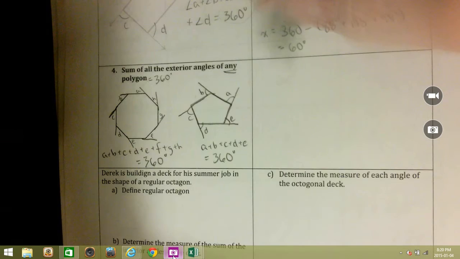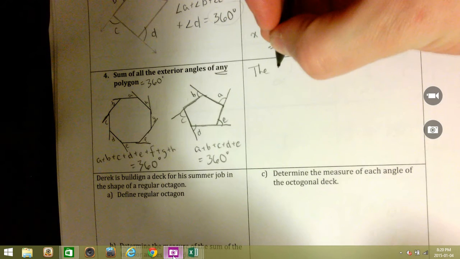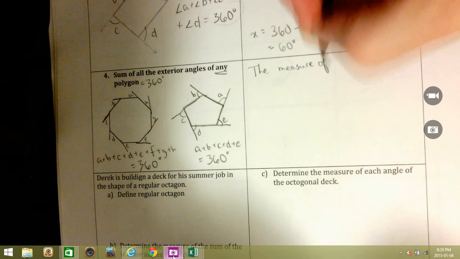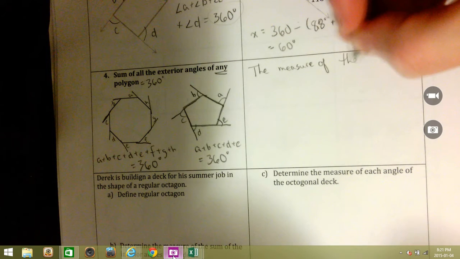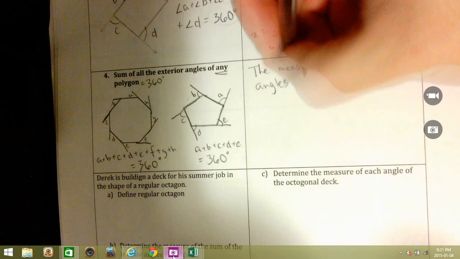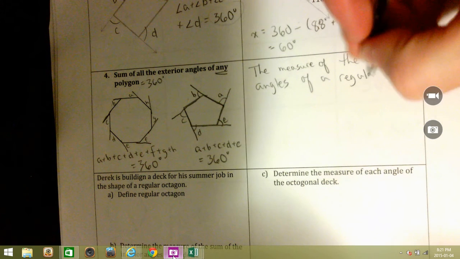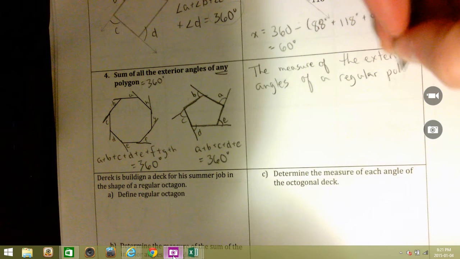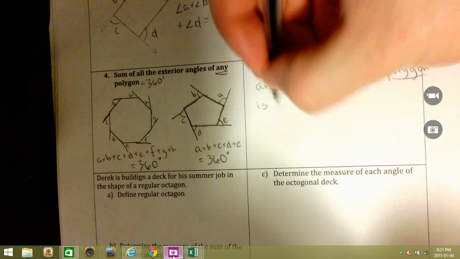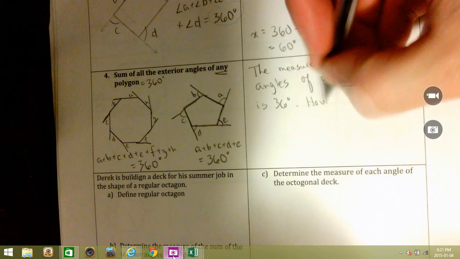Now, in here we have a blank space. This didn't print out, so what we've got here is: the measure of the exterior angles of a regular polygon, and I'll define that in a minute for you, is 36 degrees. How many sides does this polygon have?